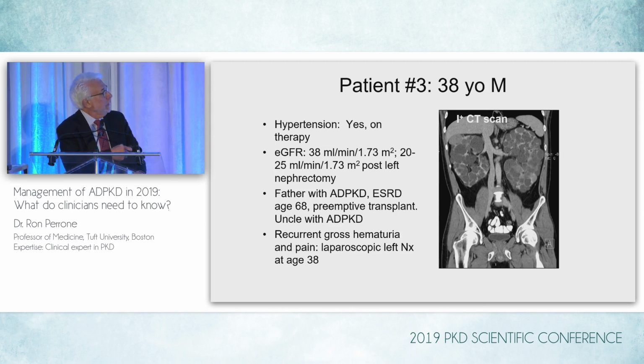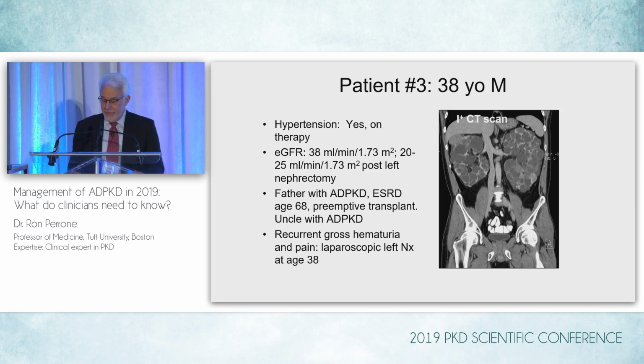And this individual had such severe pain and recurrent hemorrhage that he underwent a left nephrectomy. He had a very clear family history of ADPKD with ESRD in his father at age 68 who had a preemptive transplant. So because of this recurrent gross hematuria and pain, he had a laparoscopic left nephrectomy at age 38.